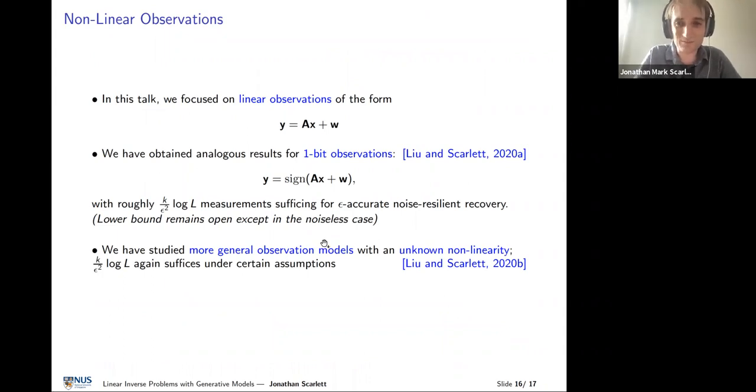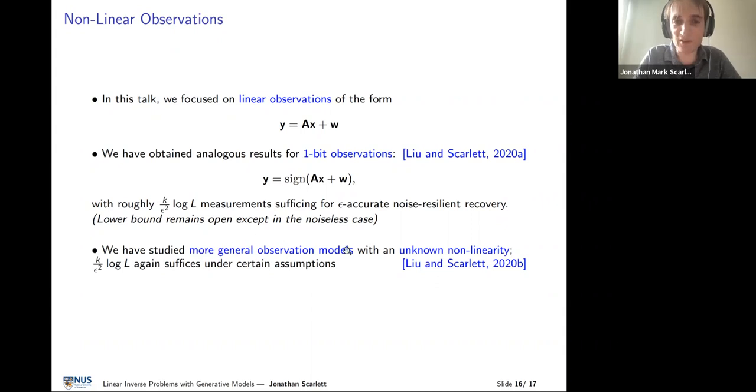Just a brief note on our more recent work. This talk has all been about linear inverse problems, but not everything in the real world is linear. So we had a paper on 1-bit observations, and we were not the only ones. There were a couple of other nice works on this as well. Again, basically with k log L being the upper bound. I believe the lower bound is still open for the 1-bit case.